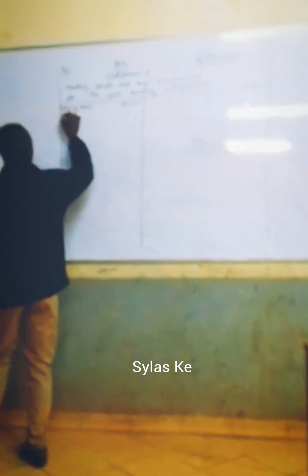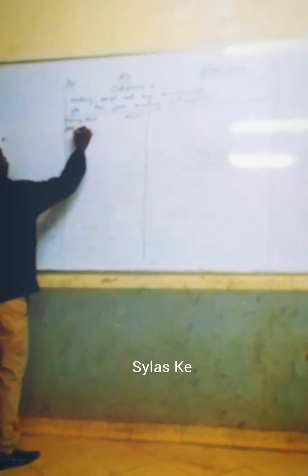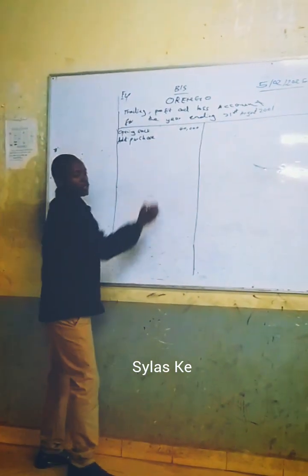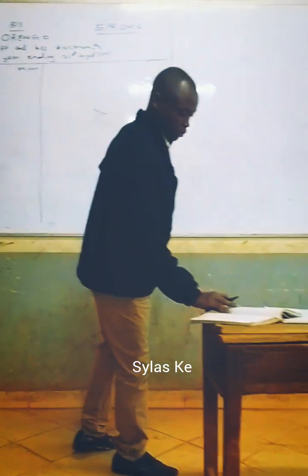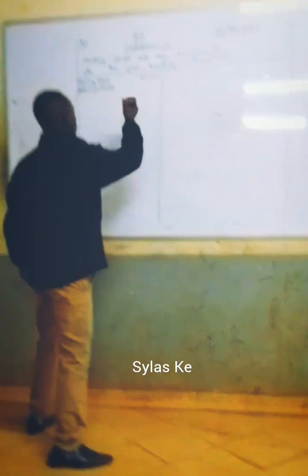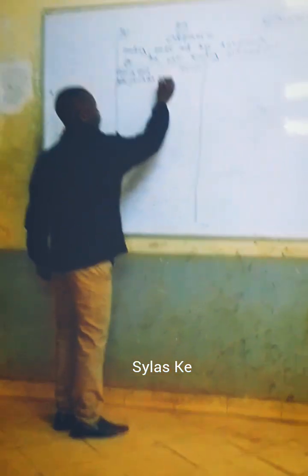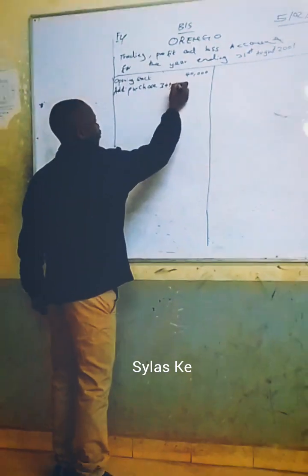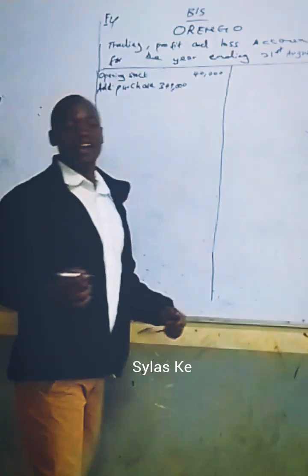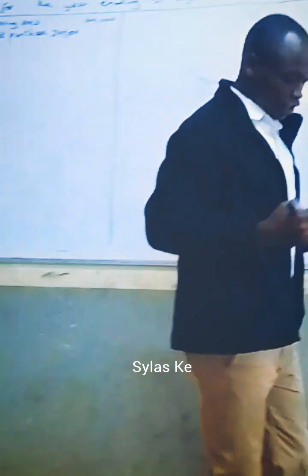That is purchases of additional goods. How much are purchases from our trial balance? 349,000. Is there any carriage inwards? Yes. How much? On the debit side, 10,000.